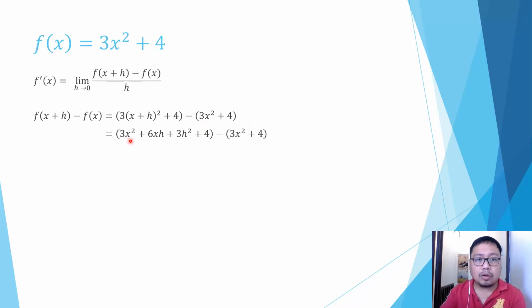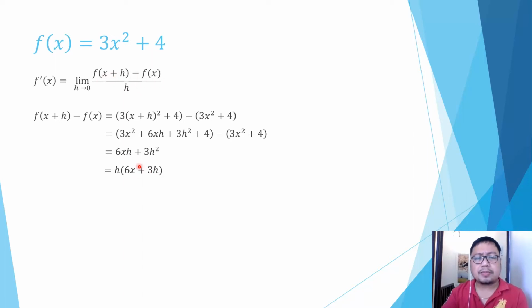Combining like terms, 3x squared minus 3x squared cancels out. Also, 4 minus 4 cancels out. What's left is 6xh plus 3h squared. Now we can factor out the common factor, which is h. That gives h times 6x plus 3h. So this is our answer for our numerator.